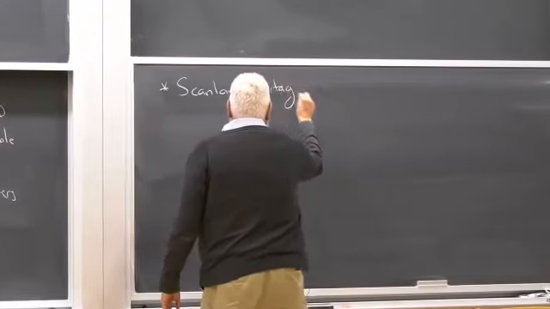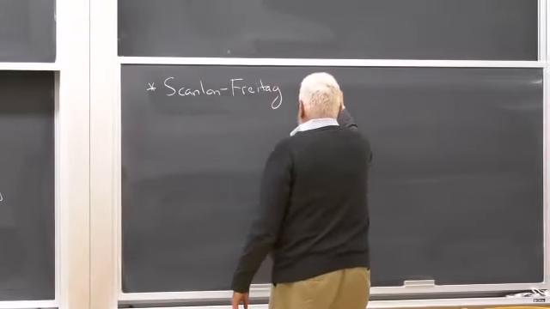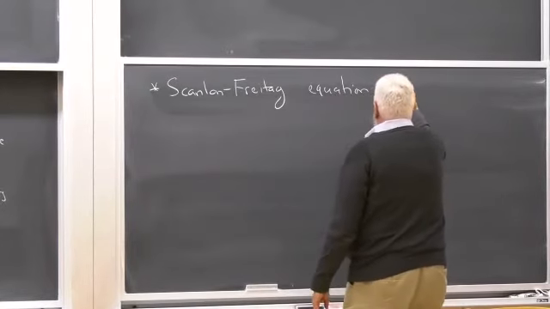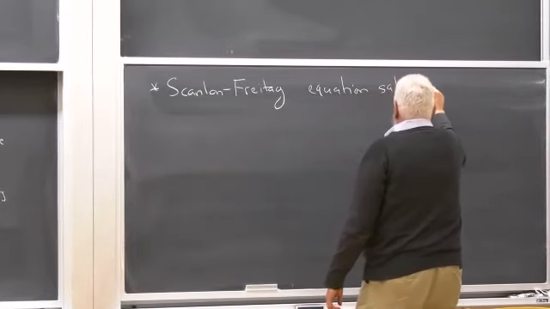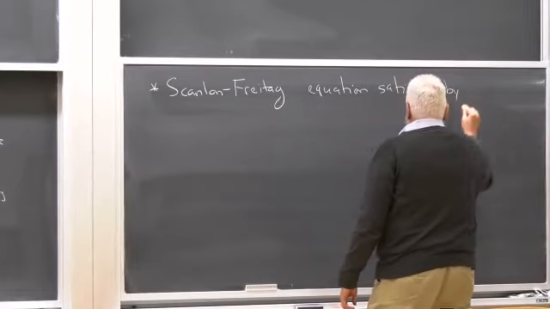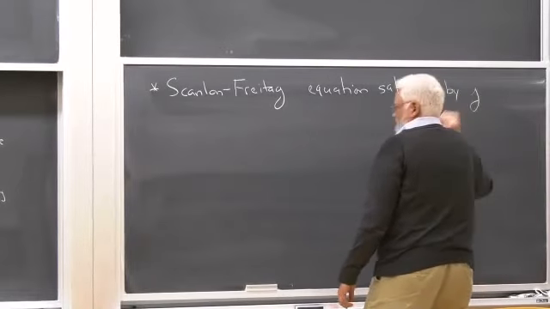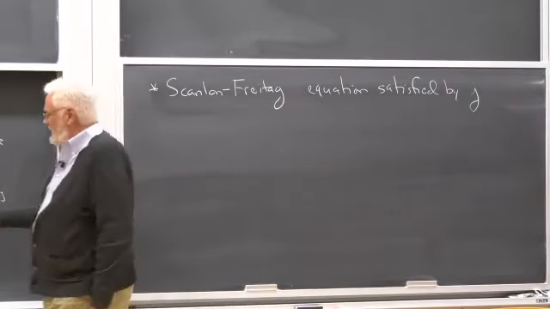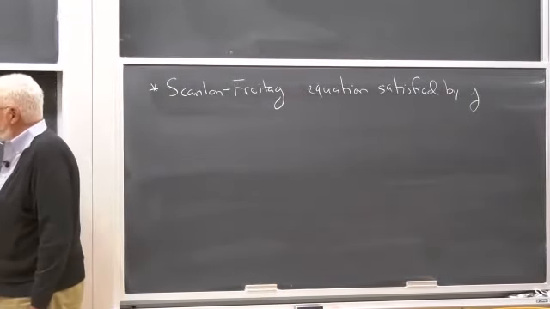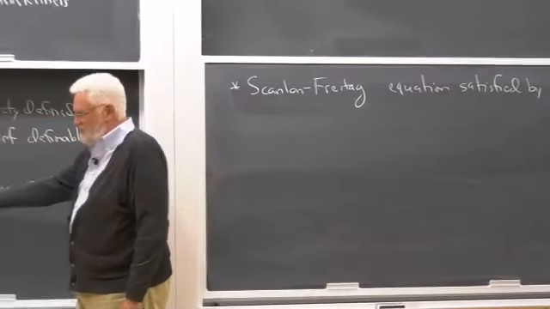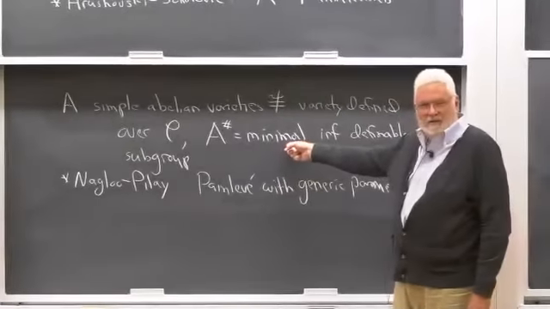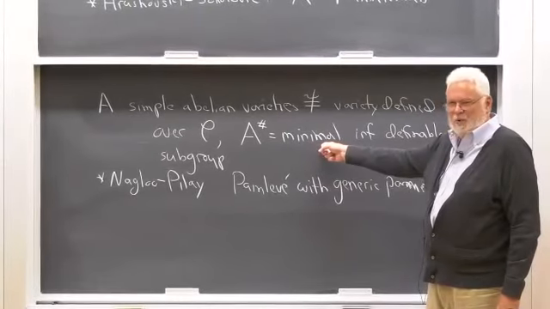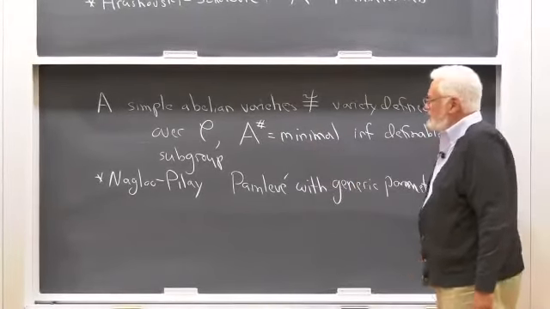Freitag and Scanlon looked at the equation satisfied by the J function, and showed these were strongly minimal, trivial. I guess these are order 2 equations. The order ends up being twice the dimension of the abelian variety in these cases.